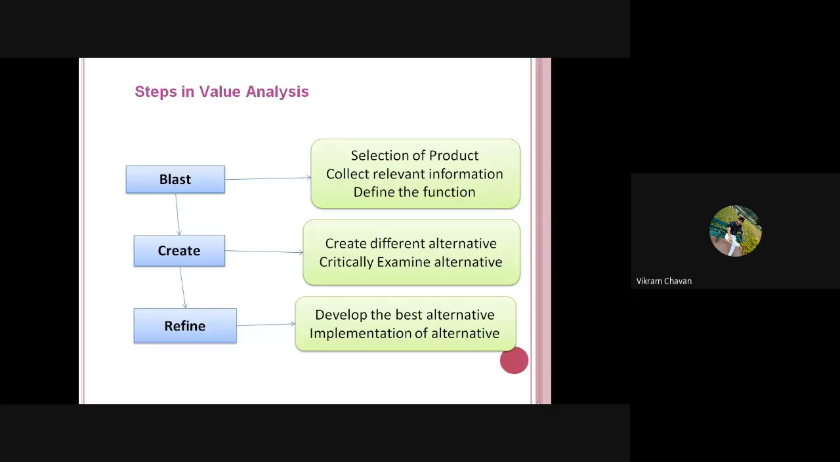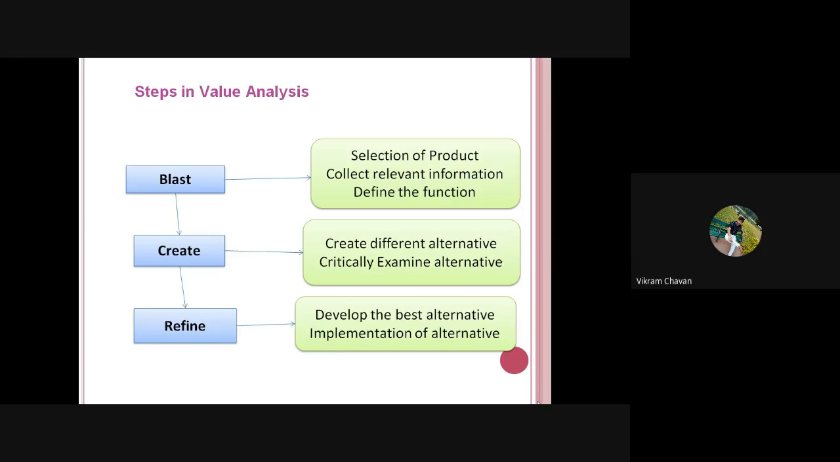apply the value analysis. We have also discussed that if a competitor is selling that particular product at a lesser price, having similar kinds of features, in that case we require to apply the value analysis. Then next, in case of redesigning of the product, in that case also we need to apply the value analysis. Then if you are not fulfilling the commitment to customers, in that case also we need to apply the value analysis.